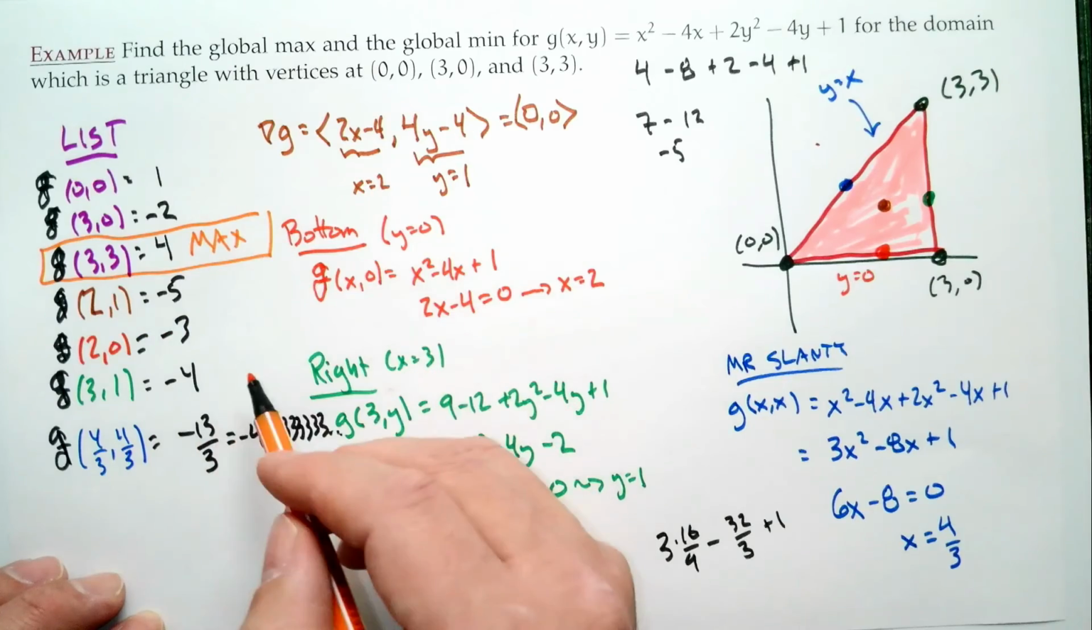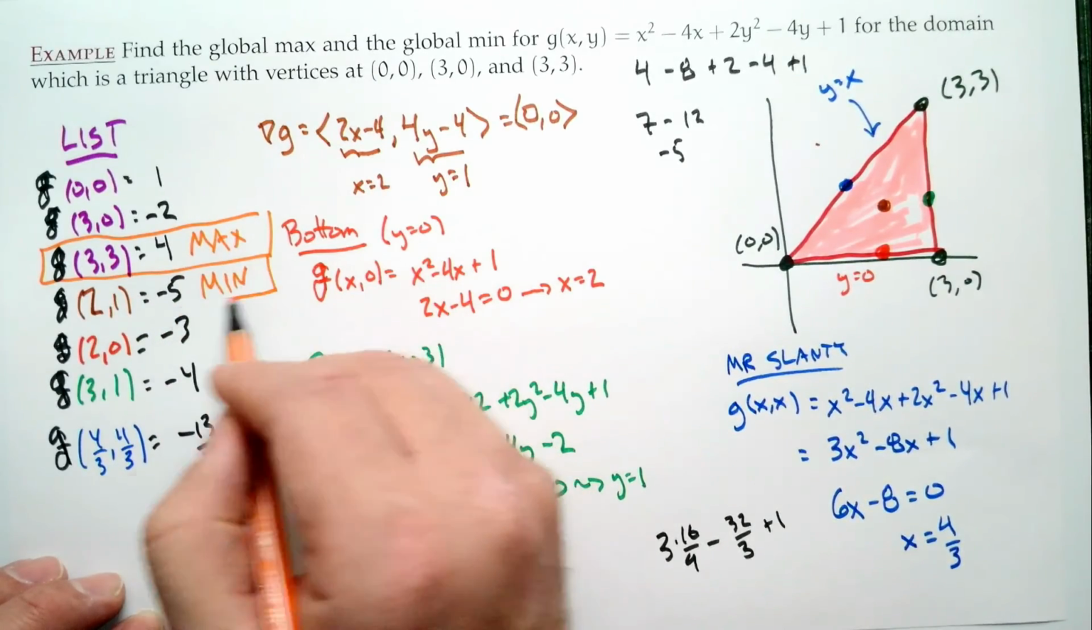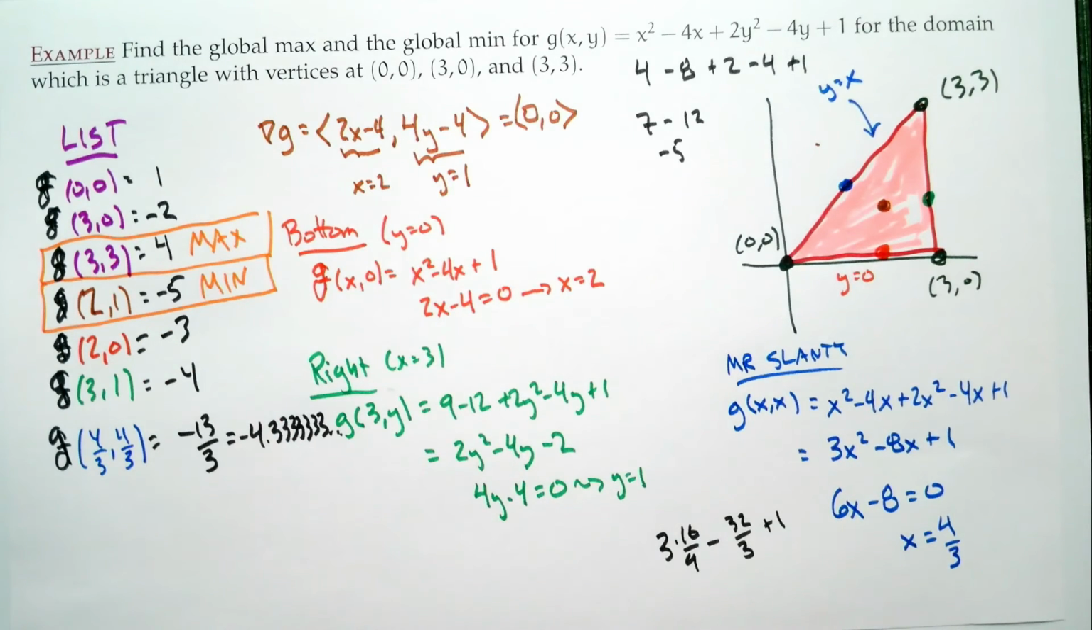Which one's the smallest one? Negative 5. So there's our min. And we're done. And we really are done. That's it for now.